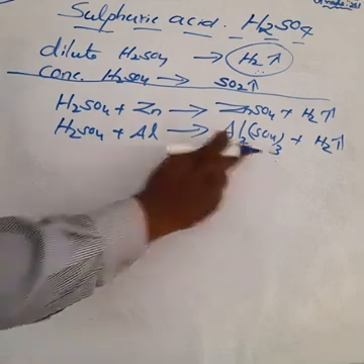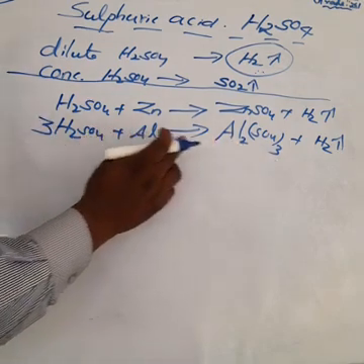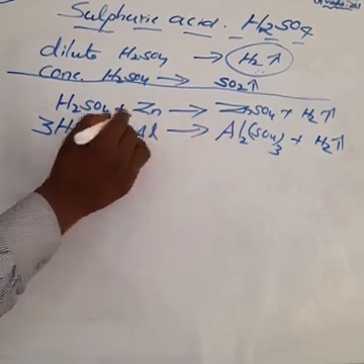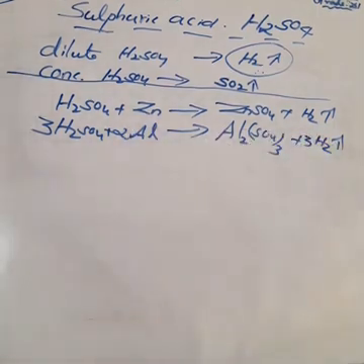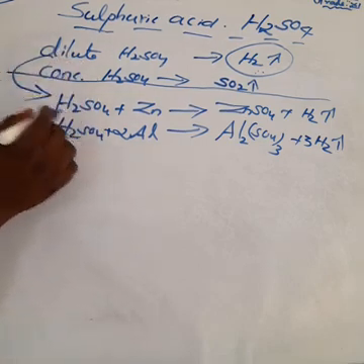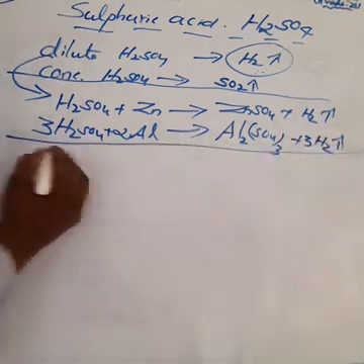So how much sulfate is there? 3 sulfate. So make it 3 sulfuric acid. How much aluminium is there? Al2. So make it 2 Al. Now how much hydrogen is there? 3H2. Okay, now the equation is balanced. Don't forget, this is about the dilute sulfuric acid. Dilute sulfuric acid liberating hydrogen. Next, about the concentrated sulfuric acid.